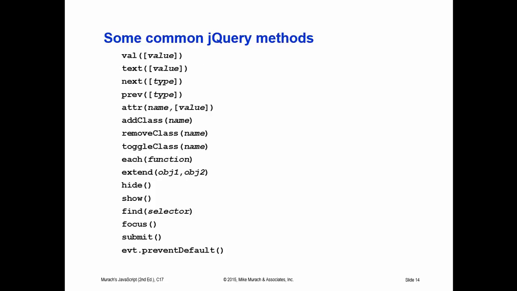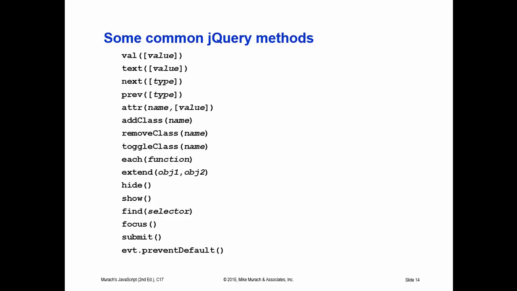Here are some common jQuery methods. You can use val to either set or get a control's value, text to set or get element text, next, which gets the next sibling of each selected element or the first sibling of the specified type, prev, which gets the previous sibling of each selected element or the previous sibling of a specified type, and attr, which will either set or get the value specified for each selected element.